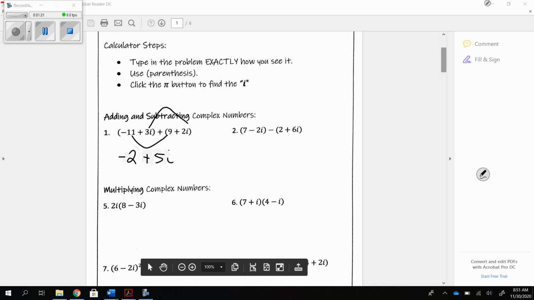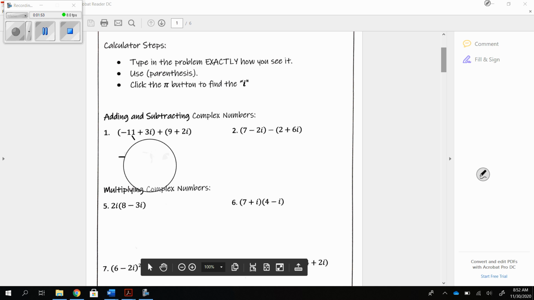Now, if you do it in the calculator, you type it in exactly how you see it. So in parentheses, negative 11 plus 3, and then i is down below. You've got to find the pi button. Click on pi, and then click over to i. Negative 11 plus 3i plus, and then in parentheses again, do not forget the parentheses, 9 plus 2i. Hit enter, and you get the same thing, negative 2 plus 5i. All right, so that's our answer to the first one.